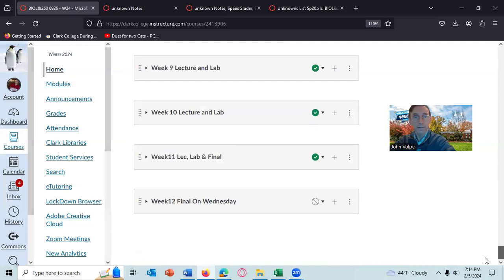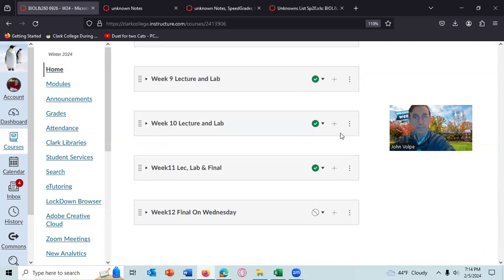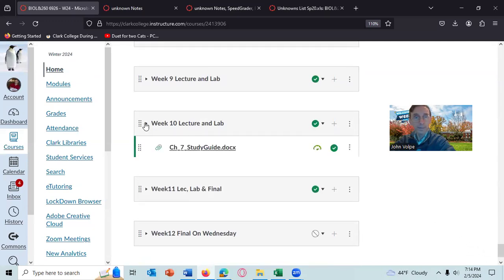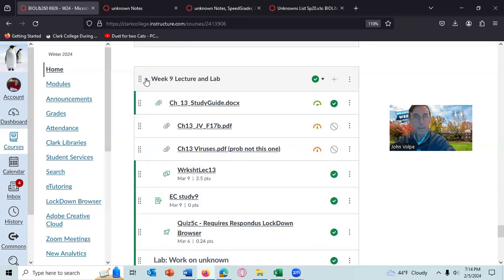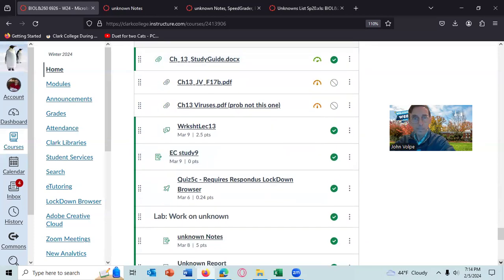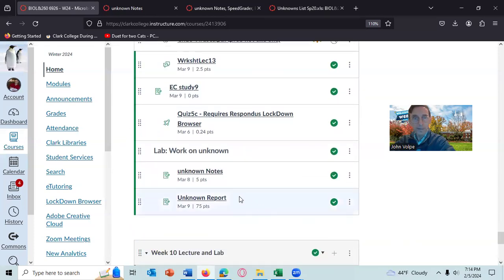Let's come down here. I've got to open these now. Yeah, well, no, that's the wrong one. There it is. The unknown report is due March 9th. It's a 75-point project. The unknown notes page is worth 5 points. So this will count like one of your lab grades, the unknown notes page.